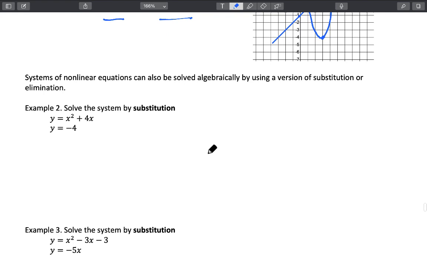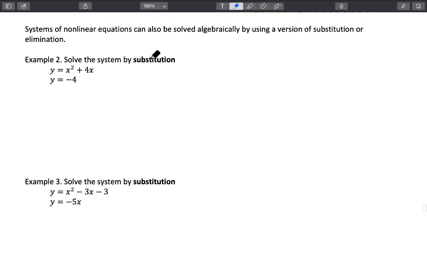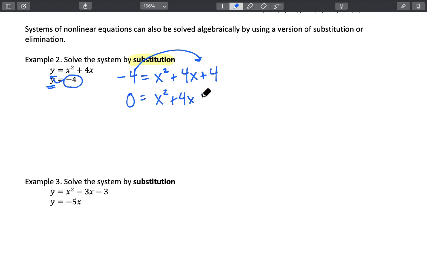All right, let's try another one now. We're going to use a different technique known as substitution. You actually practiced substitution earlier in the year, and it's very similar. It says solve the system by substitution. We see that they're both equal to y, so I can let -4 go into this equation for y. So I have the equation -4 is equal to x squared plus 4x. Now I'm going to get this quadratic set equal to 0 by adding my 4 over. And so now I have 0 is equal to x squared plus 4x plus 4.